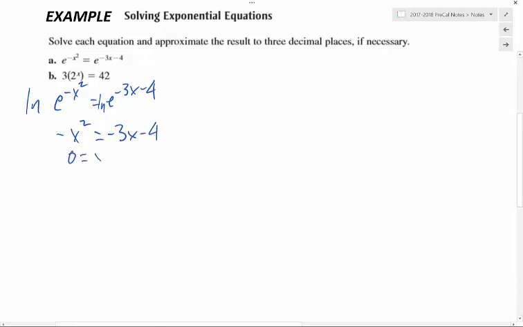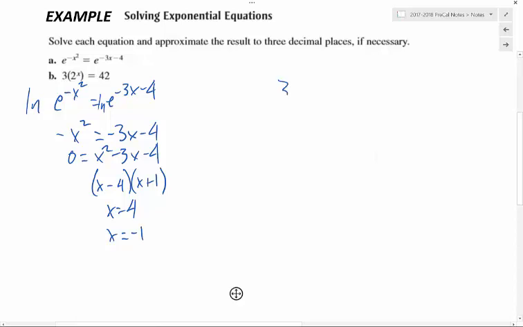If I add x squared to both sides, I now basically have a problem that is a quadratic from Algebra 1. And I'm going to ask myself, what times what equals 4 that subtracts to be 3? And I would get x minus 4 times x plus 1. Therefore, x equals 4 and x equals -1.